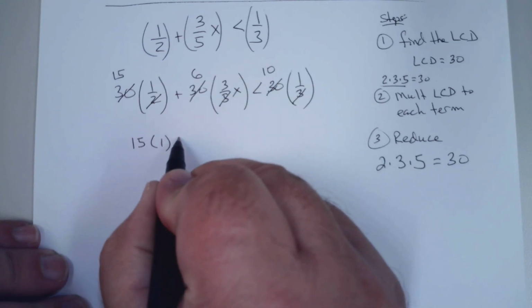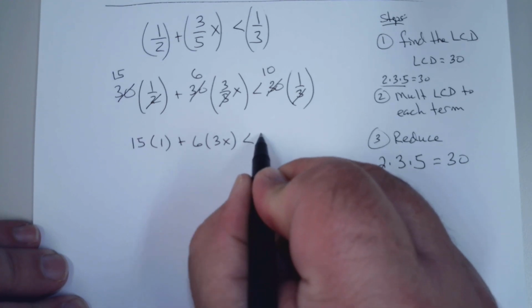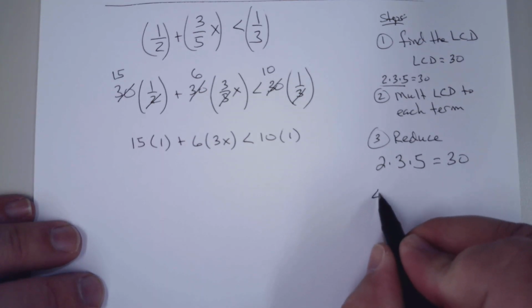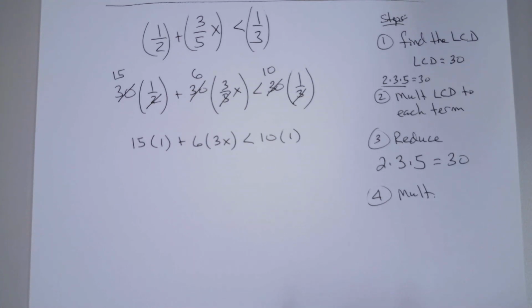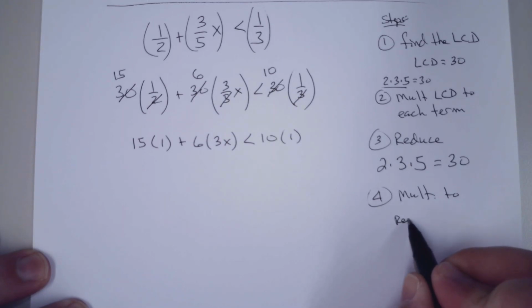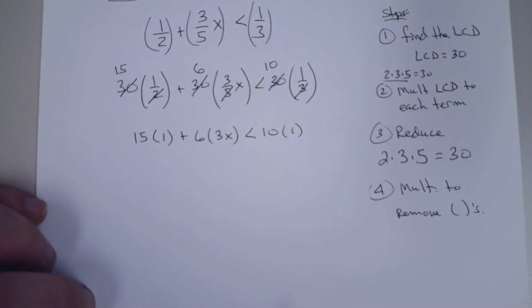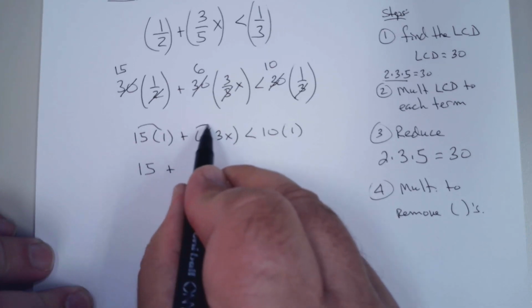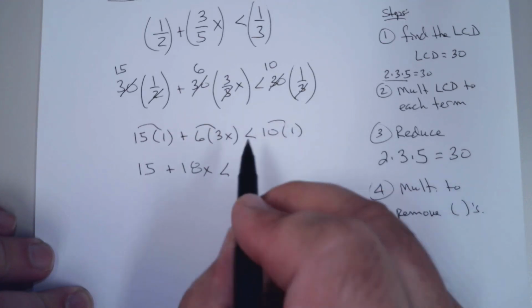So let's write what we have. 15 times 1, 6 times 3x, less than 10 times 1. Step 4 is multiply to get rid of the parentheses. So 15 times 1 is 15. 6 times 3 is 18x. 10 times 1 is 10.